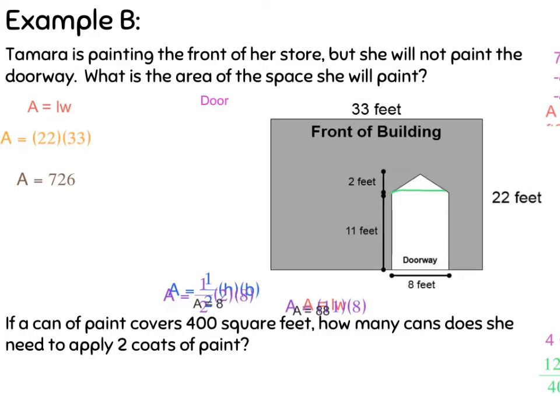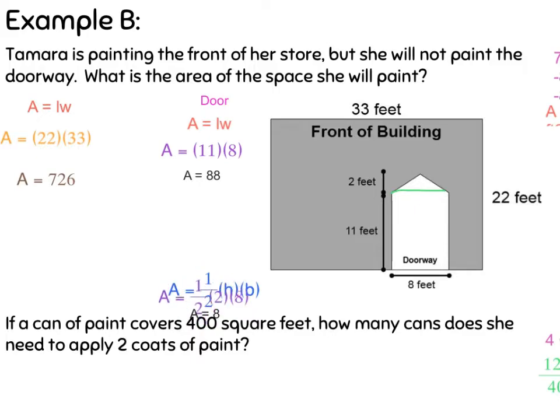So I'm going to start with the rectangle, and I can see the rectangle has a length of 11 feet and a width of 8 feet. So I'm going to take my length times width for my rectangle, take my 11 and my 8, and when I multiply them together, I get my area equals 88. But that doesn't cover the whole door because there's that top part that's a triangle. So I'm going to use my area formula for triangle for that.